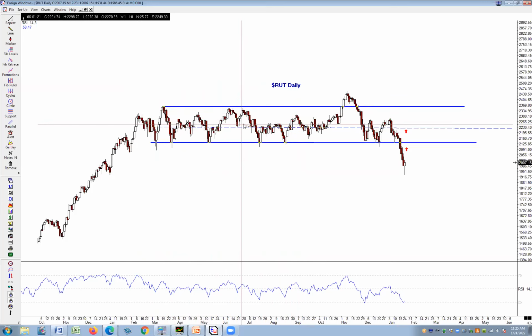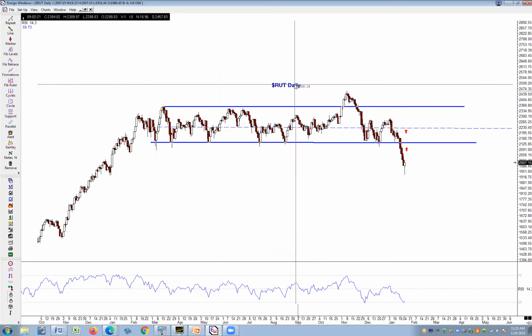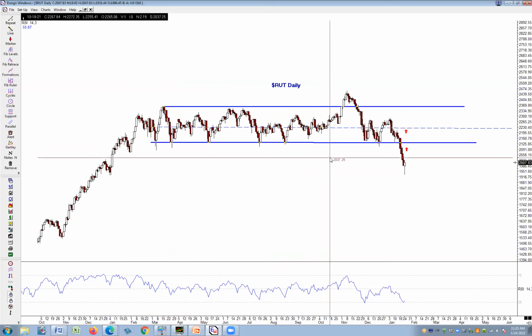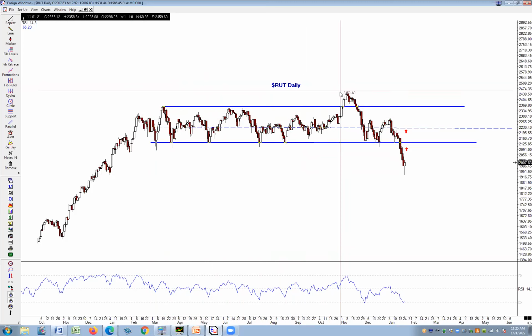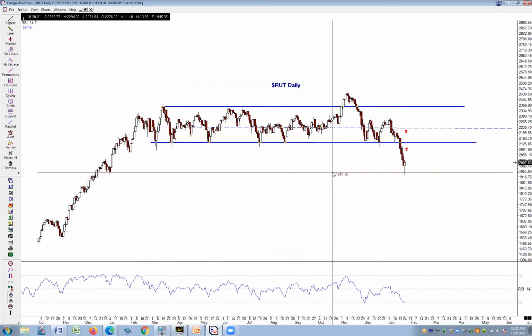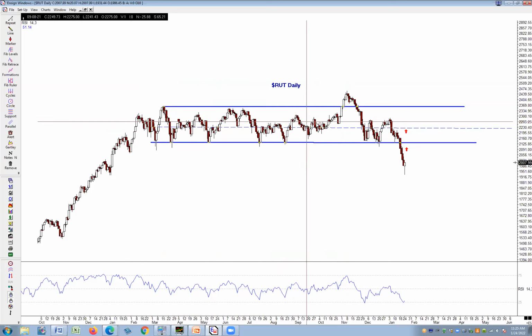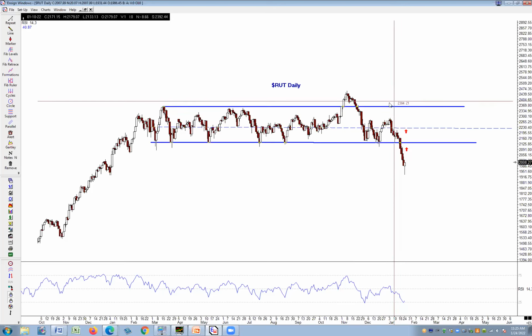This had stayed in this very large range. And the Russell is the bellwether for small-cap US stocks, so it's important to watch this. A lot of people look at it as an indicator of economic health. And so this was certainly saying something, I think, early on.